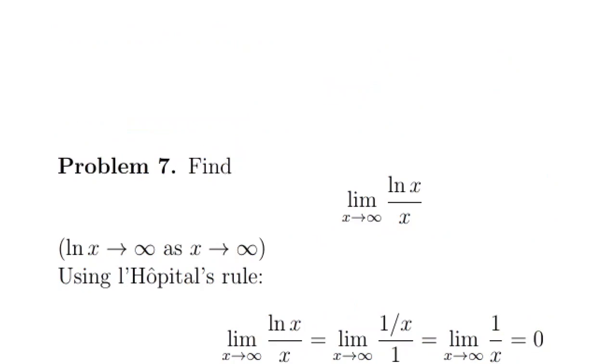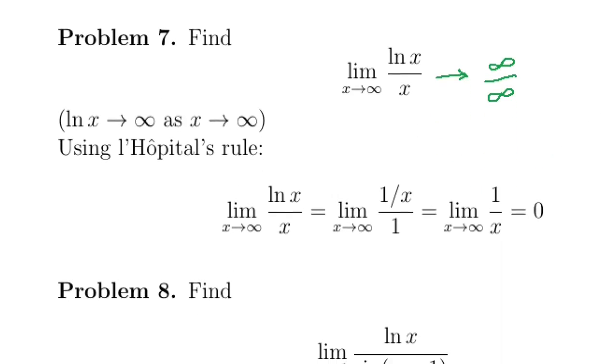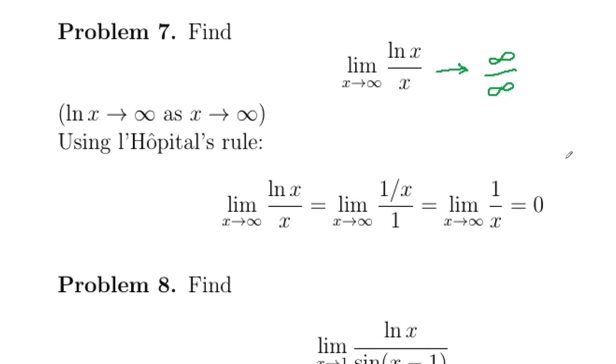In problem 7, we are taking the limit of ln of x divided by x. And of course, as x goes to infinity, ln of x goes to infinity, and we have an infinity over infinity indeterminate form. We can apply L'Hopital's rule. The derivative of ln of x is 1 over x. The derivative of x is 1. We can take the limit of this, which is just 1 over x, as x goes to infinity, and get 0. So that's the first limit in problem 7.